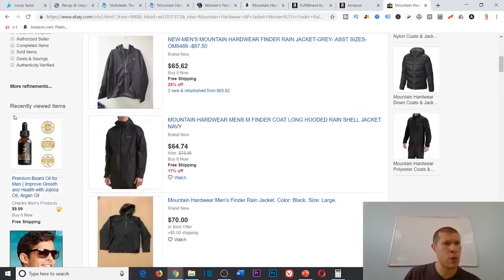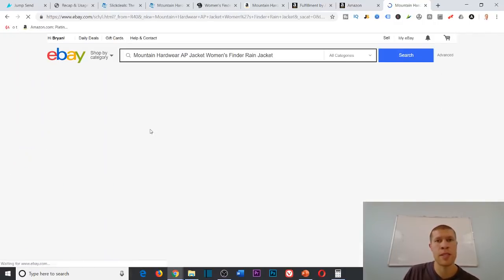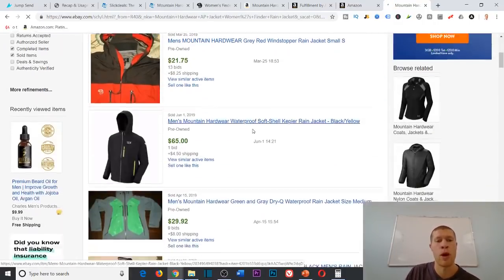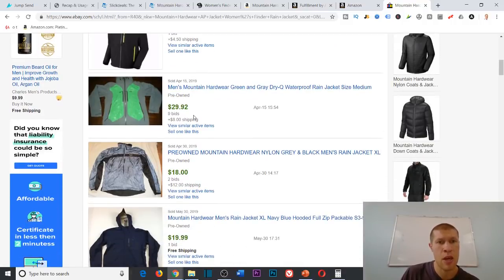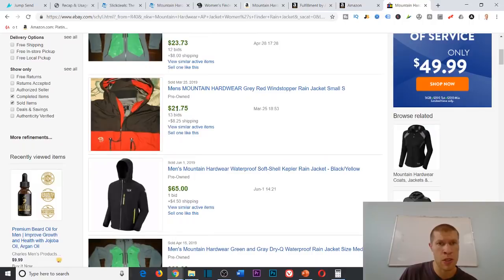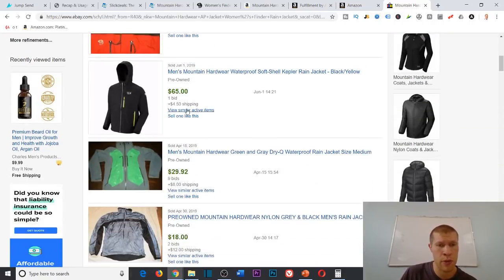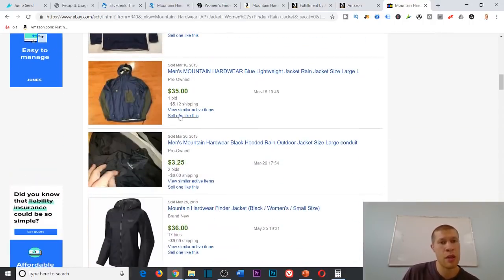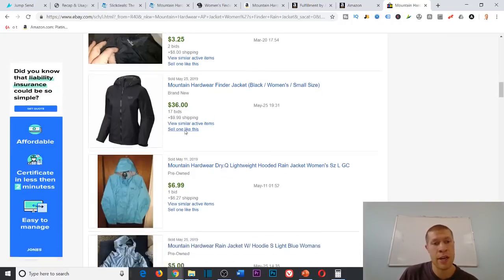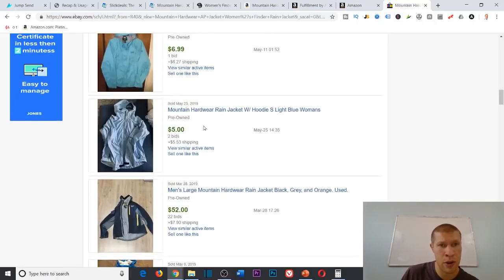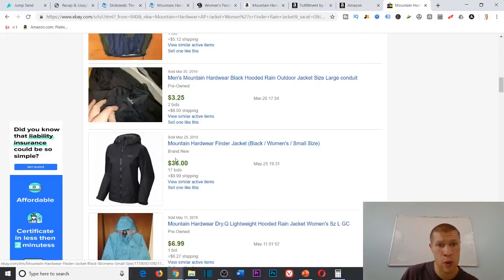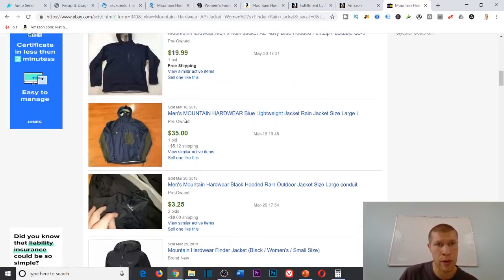And what we want to do is sort through sold items and completed items to see what they've sold for and what the market is buying them for. So on June 1st, one red one right here, Mountain Hardwear, black and yellow, sold for about 65 bucks. Now we're getting a lot lower ones, so 25, 21, 23, 18, 19, 35, 36 here, 52. That's pre-owned, so that's not new. Brand new sold 36 bucks.